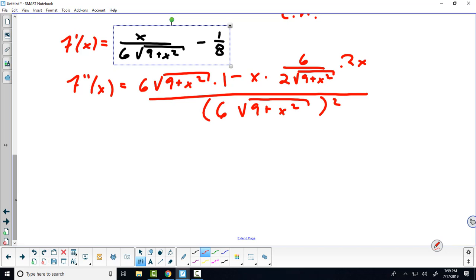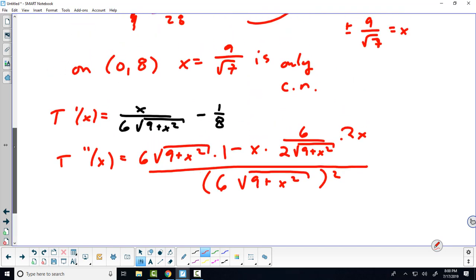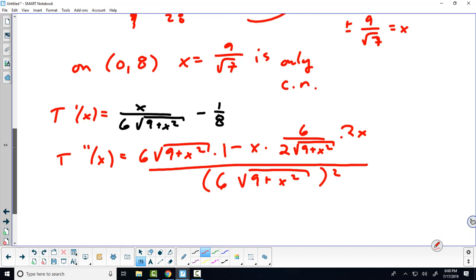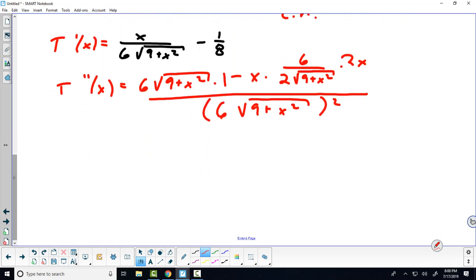Okay, and I called this f. I should have called it what? What was I calling it before? Yeah, I should call those t prime and t double prime. Okay, so now we're going to look at t double prime of 9 over the square root of 7.